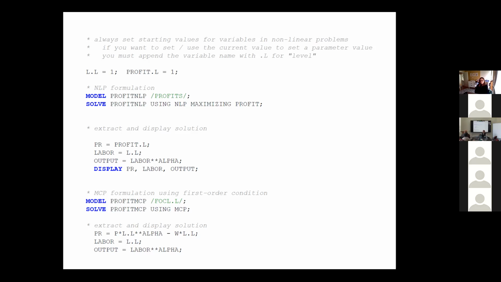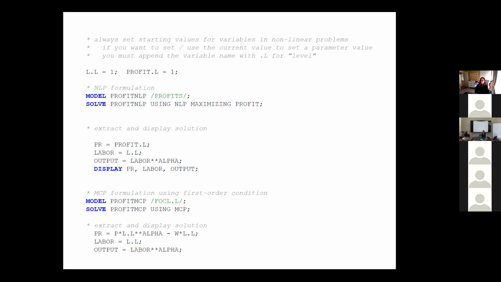Then at the bottom of the slide is the other way of doing the model, just to emphasize the equivalence of these things. It's an MCP at the bottom. And again, this is just an unconstrained single equation optimization. So here you say model profit MCP. Again, these model names are completely arbitrary. You can name them after your cat or some politician, as long as you do it consistently. You have to have the same thing.